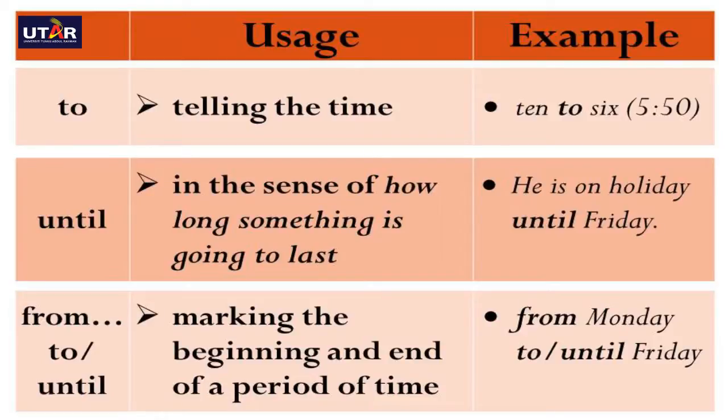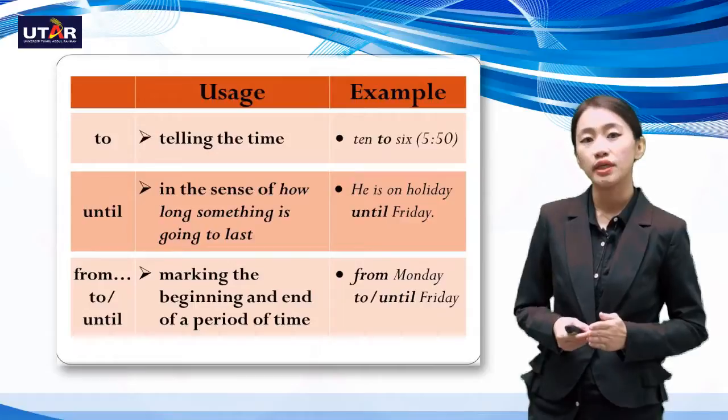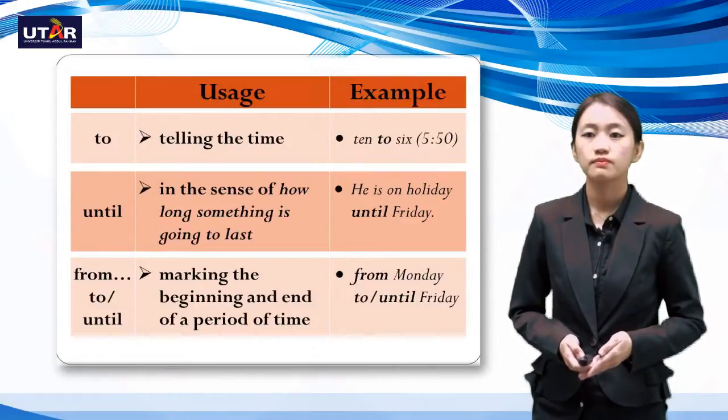We can also use from, to, until. So how do we use these prepositions? Basically, it marks the beginning and end of a period of time. So from marks the beginning, to and until marks the ending of the period. So for example, here would be from Monday to Friday, or from Monday until Friday. So both would still be correct to be used.